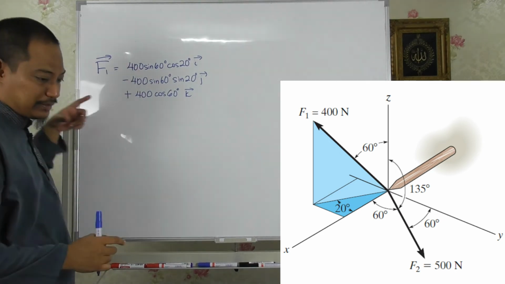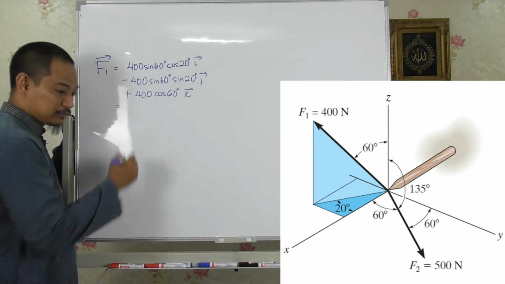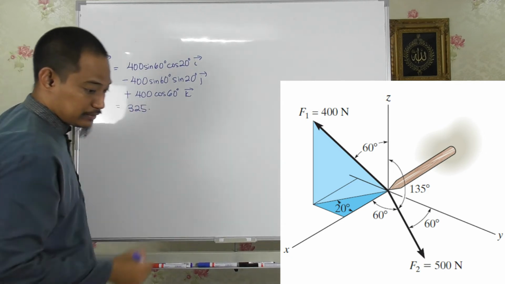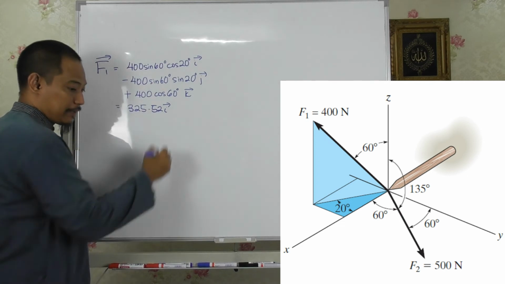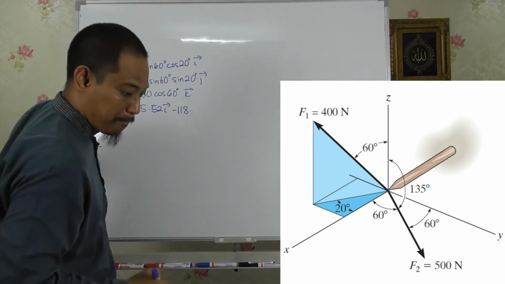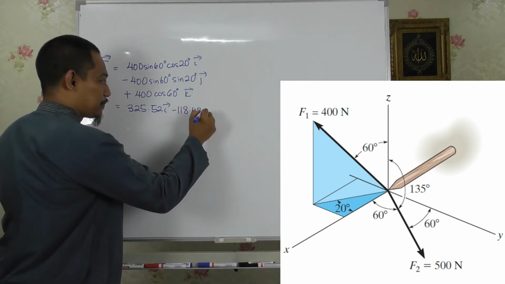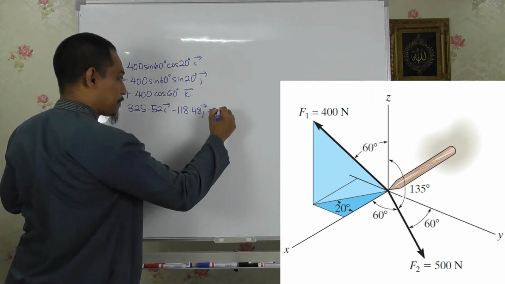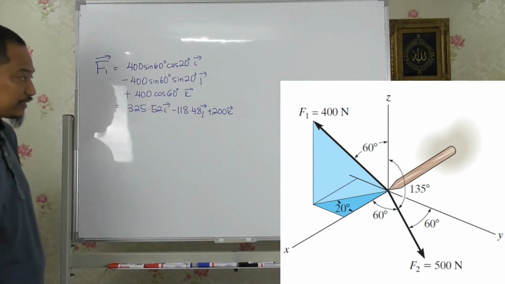I think the calculation you can do straightforward. So it will be 325.52i, and then minus 118.48j, and then plus 200k. Okay, so that is for F1.